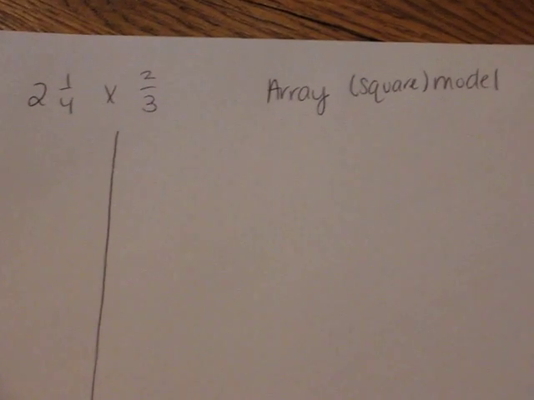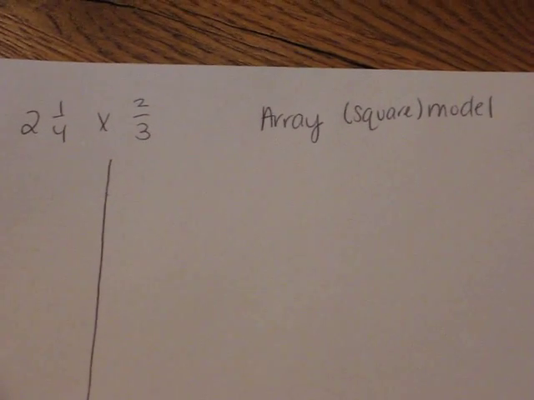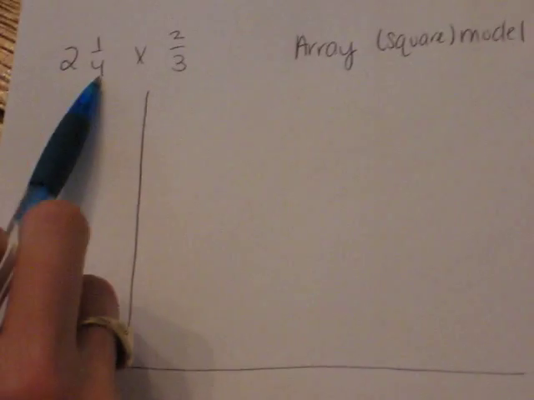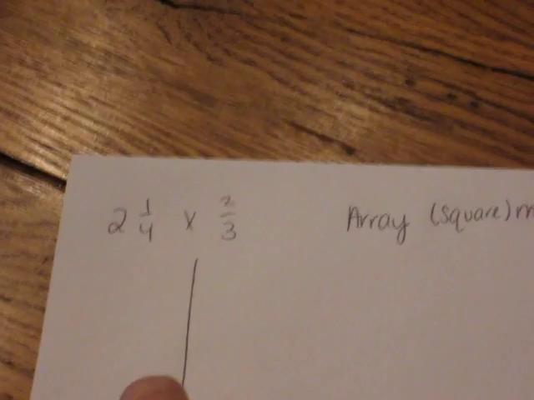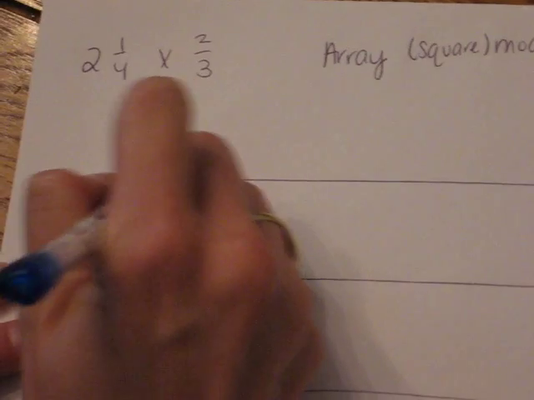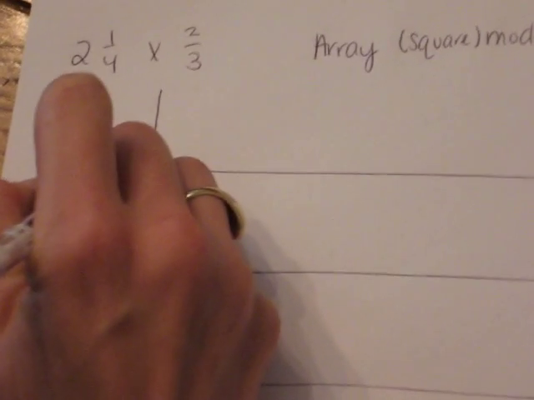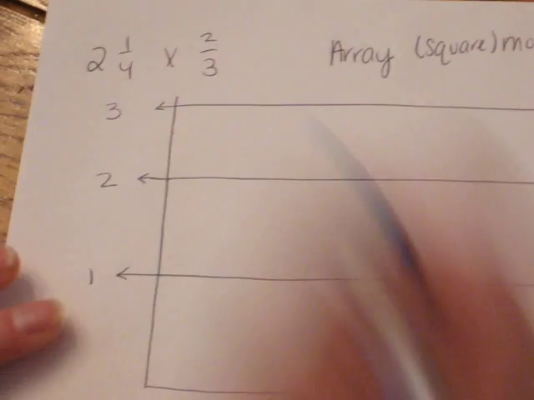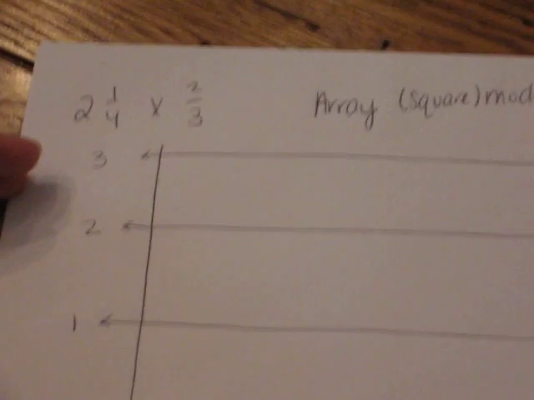Okay, now we're going to talk about multiplication of fractions using an array, also called the square model. I've set up a large template because we're talking about 2 1/4. So I'm just going to draw a line right here to represent 1 whole, 2 wholes, 3 wholes, because I need to go above 2.